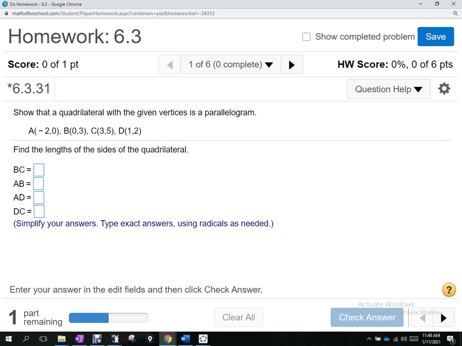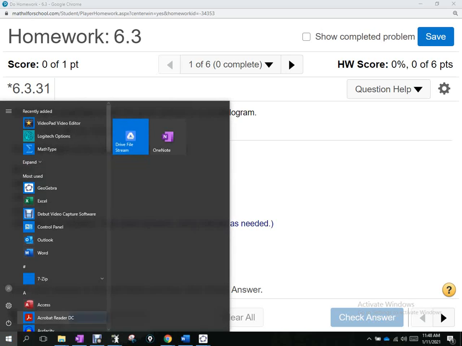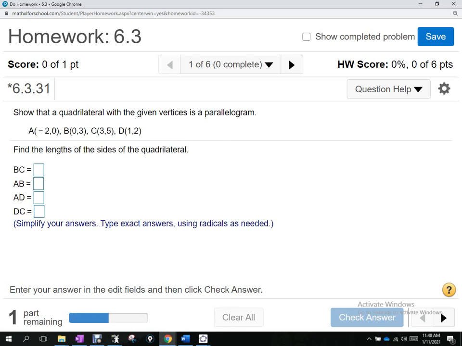Okay, so there's multiple ways of showing that a quadrilateral is a parallelogram, okay? One of those ways is to show that both pairs of opposite sides are congruent. That's one of the theorems out of 6.3. And that's what this one's targeting, okay?